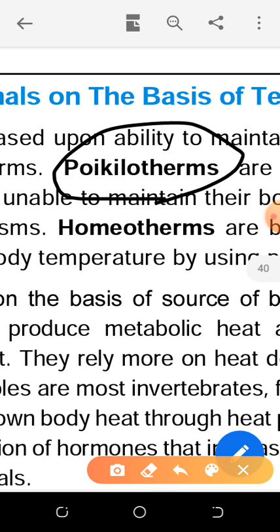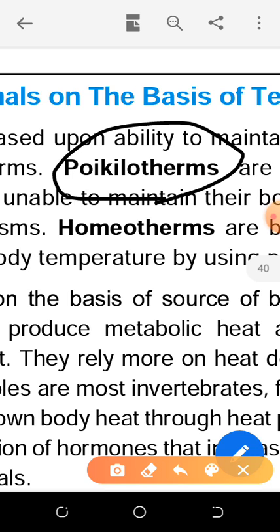They are cold-blooded animals, animals whose temperature is just the same as the outside. That's why, when the winter season is there, where have the frog, the snake, the reptiles and most of the insects gone? They hide themselves in caves. Their temperature becomes the same as that of the outside. Poikilotherms cannot maintain their body temperature, so it is better for them to hide in caves.